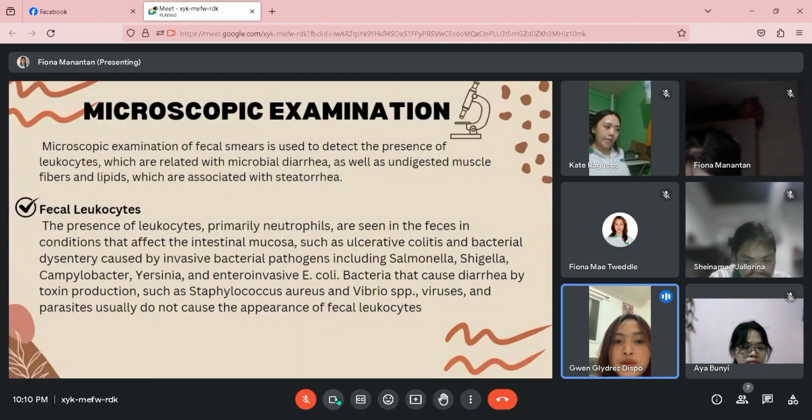So the first one, fecal leukocytes. The presence of leukocytes, primarily neutrophils, is seen in the feces in conditions that affect the intestinal mucosa, such as ulcerative colitis and bacterial dysentery.